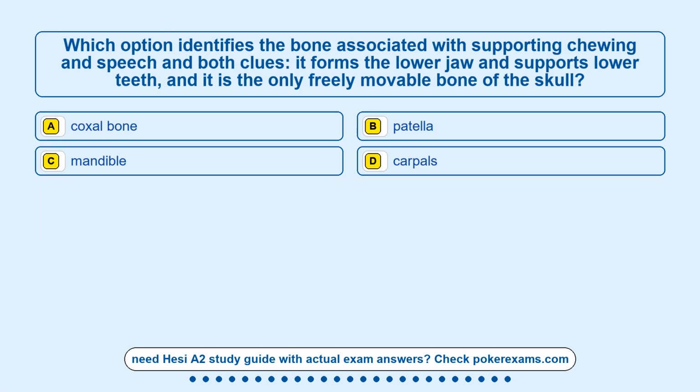Question 17. Which option identifies the bone associated with supporting chewing and speech in both clues? It forms the lower jaw and supports lower teeth, and it is the only freely movable bone of the skull.